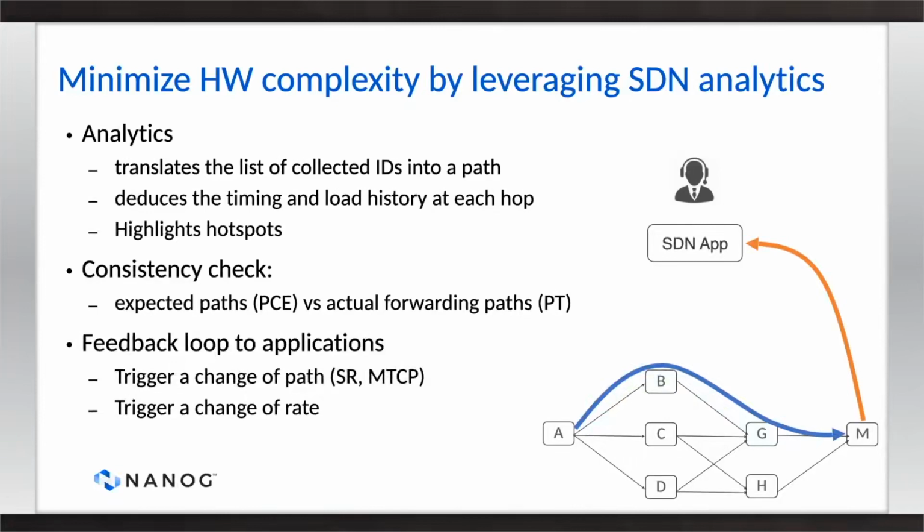And yeah, it did impact you. Other things you can do are consistency checks, right? You have expected paths, via PCE, versus the actual forwarding path. Are they different? And once you have this information, what can you do with it? You could trigger a change of path in segment routing or MPTCP, anything. Think of closed loop automation.